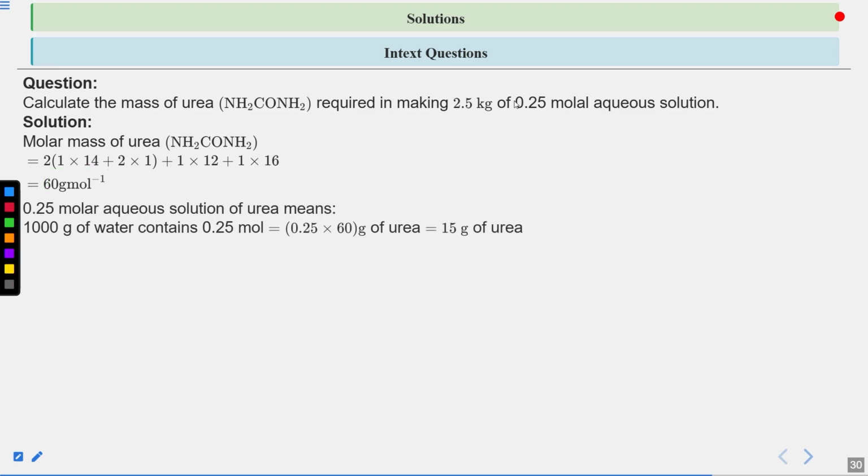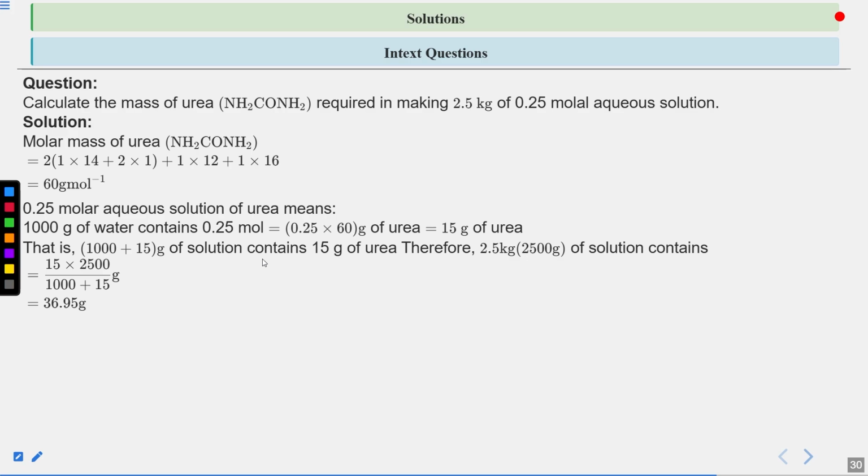Then, if we are saying that we have 0.25 molar aqueous solution, which means 1000 gram of water contains 0.25 moles of urea. And 0.25 means how much mass? So simply multiply the moles by the given mass. If you want to calculate the mass, you will simply multiply the molar mass into the number of moles. So molar mass is 60 multiplied by 0.25, which will give you 15 gram of urea. So in 1000 gram, we have 15 gram of urea.